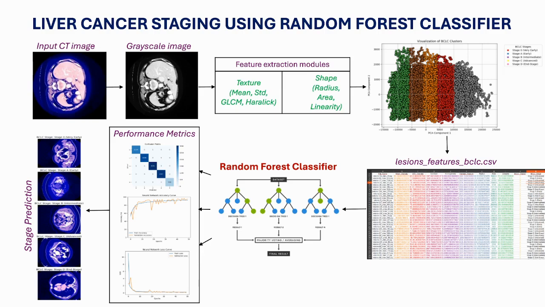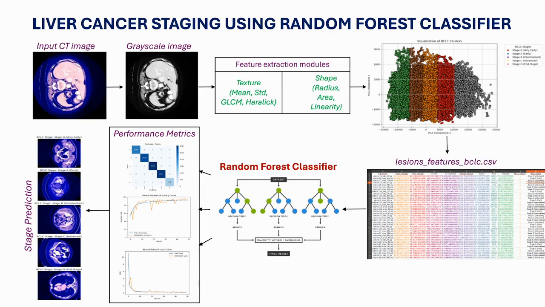Additionally, I trained a small neural network for comparison and plotted accuracy and loss curves over training epochs. So here, I have designed a pipeline to extract meaningful features from the images. Using a random forest classifier, I was able to predict BCL stages with good accuracy, and this method showcases the potential of machine learning in medical imaging to aid doctors in diagnosis and treatment.